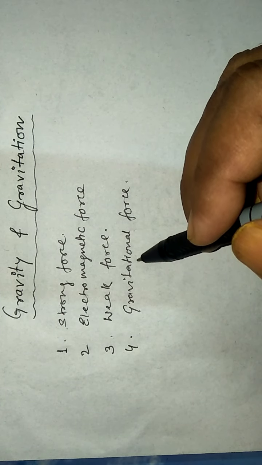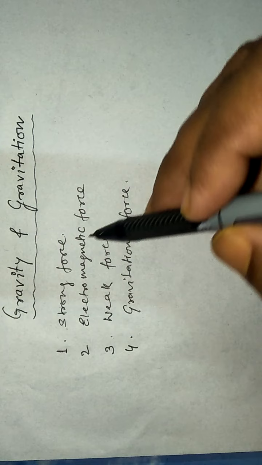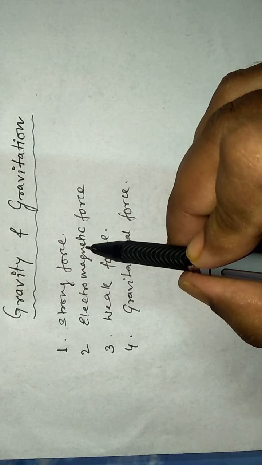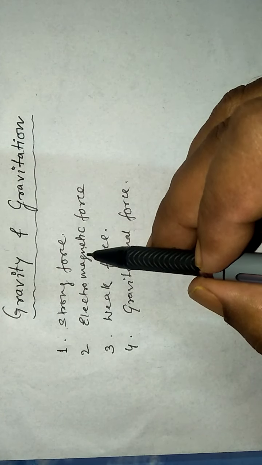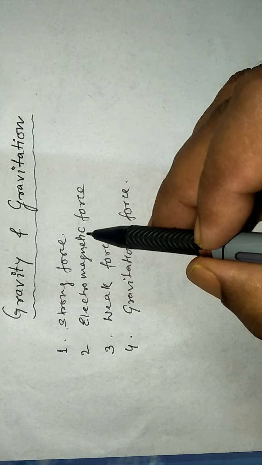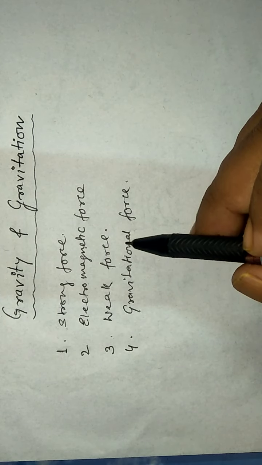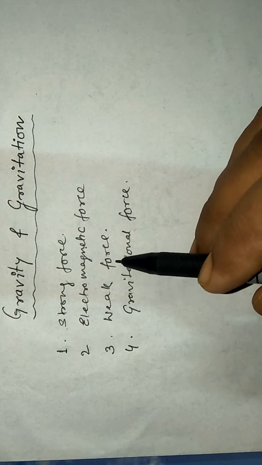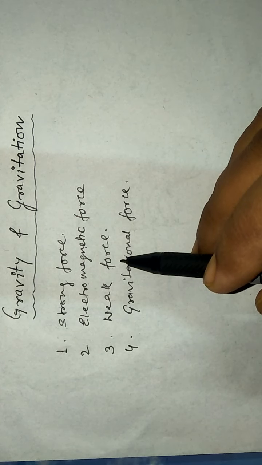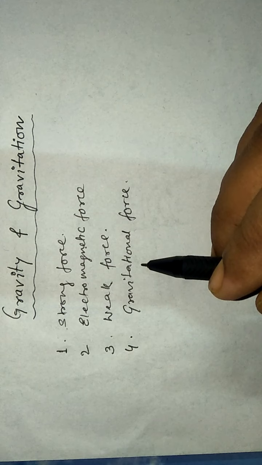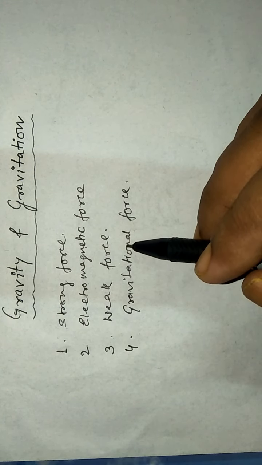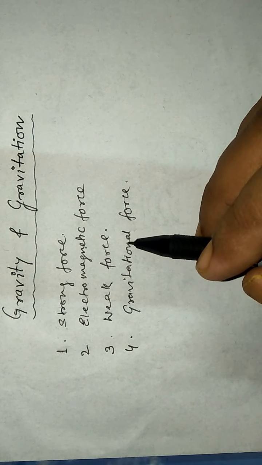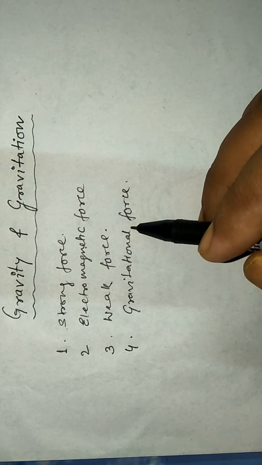The electromagnetic force is a combination of electric and magnetic force. The nuclear force, or the strong force, holds protons and neutrons together inside the nucleus. The weak force is between any two elementary particles. And the gravitational force is between any two bodies having masses in nature. Any two bodies having masses will experience a gravitational force of attraction.